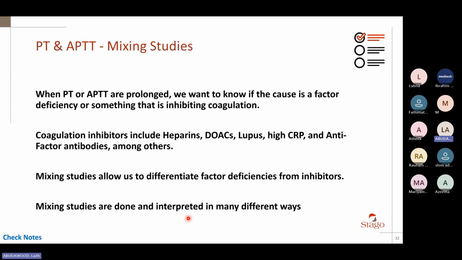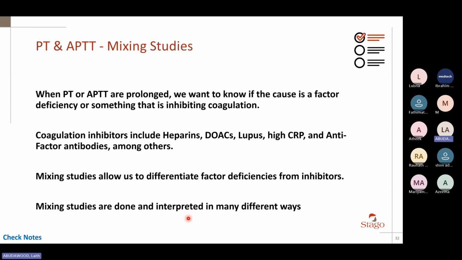So if I run a mixing study and PT and APTT went back to normal, for example, back to the normal range, let's say, okay, then that tells me the following. The issue that caused the prolongation in the first place is factor deficiency, because the only thing that I did when I did the mixing is I fixed the missing factor amounts.